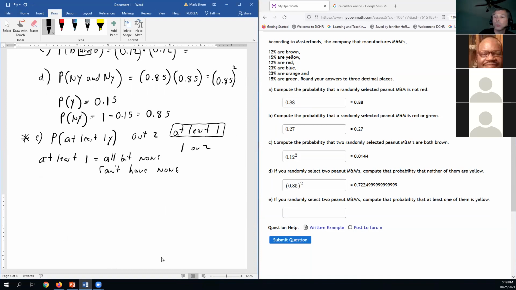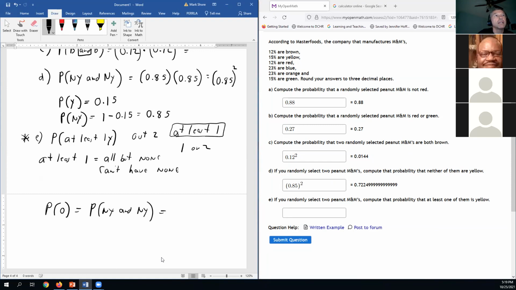The opposite of at least 1 is called the compound event, which just means the opposite. What are we not getting? We don't want to have none. So I'll get that one and take 1 minus it. Let's get the probability of 0. The probability of none of them yellow would be this. The probability of no yellow on 2 marbles means not yellow and not yellow.